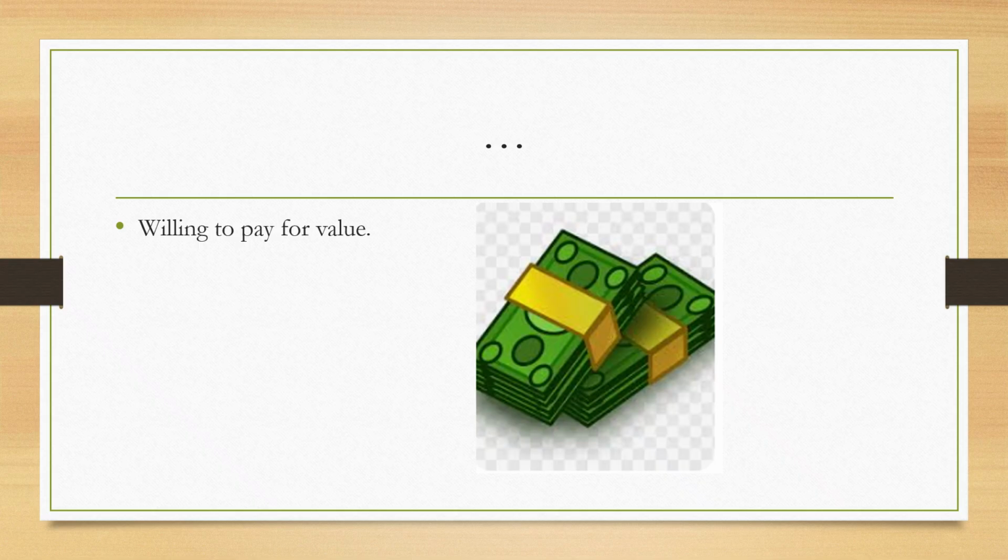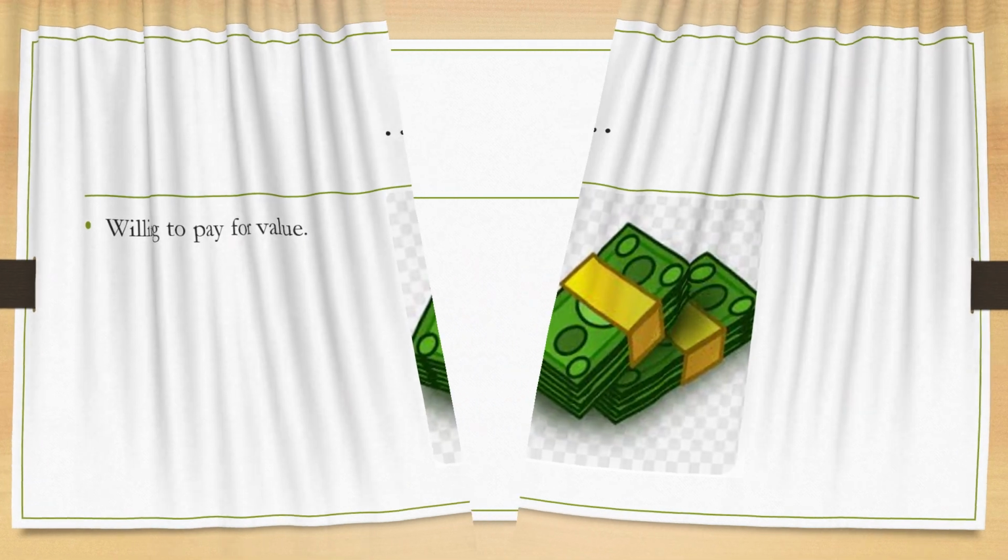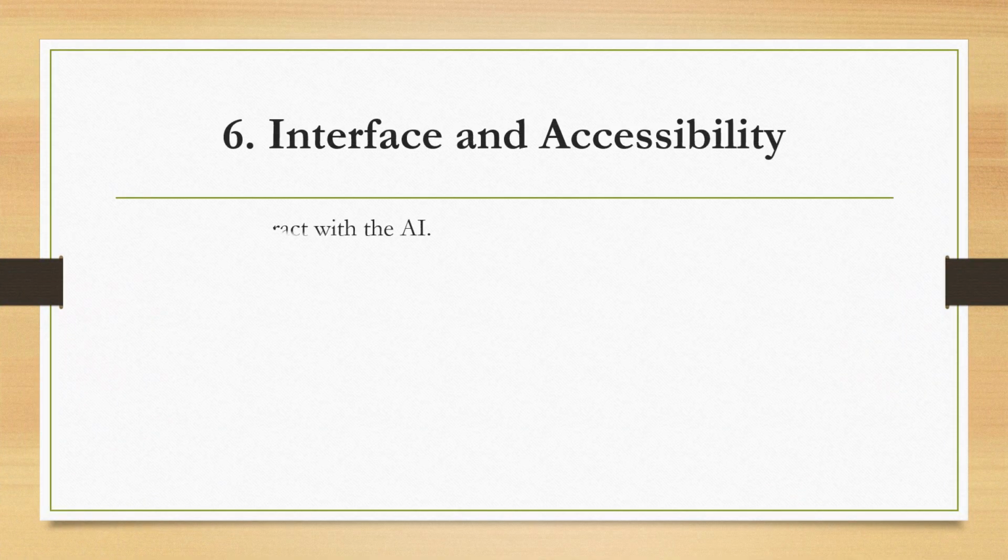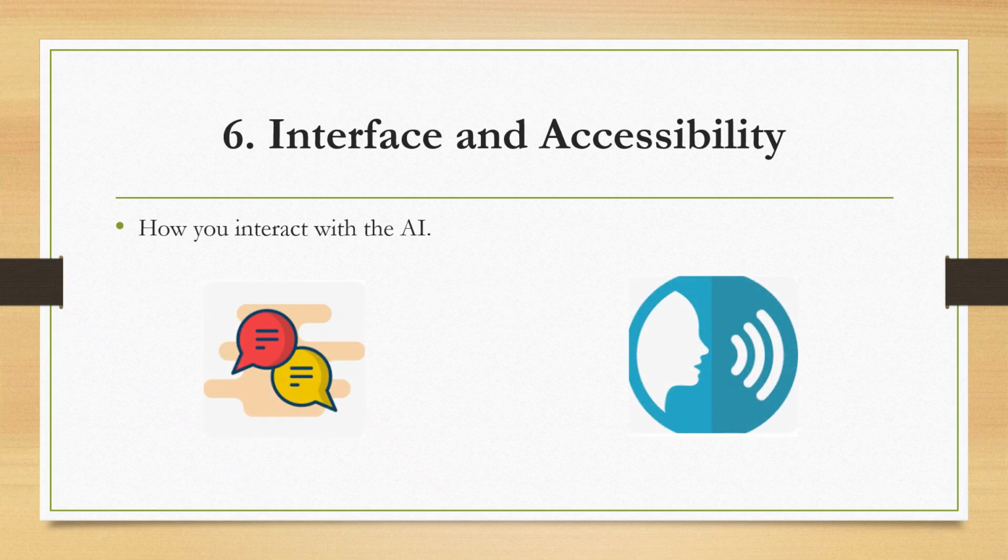Then the last one is number 6, interface and accessibility. How you interact with the AI application matters. Are you a person who wants to be texting, or a person who wants voice activation? All those things matter, because sometimes you're in environments where you cannot use your hands and you really want the AI model to be voice activated. So all those things would affect your ability to use and the usability of the AI.